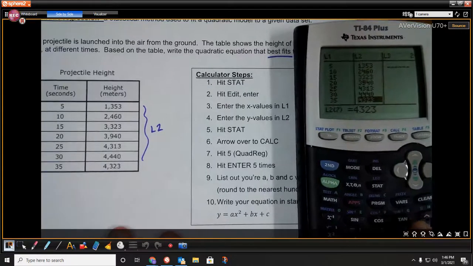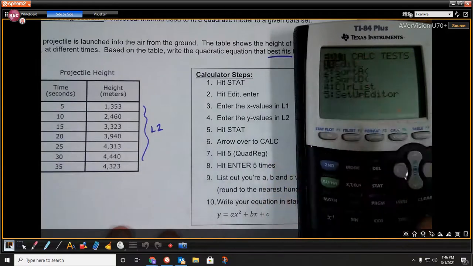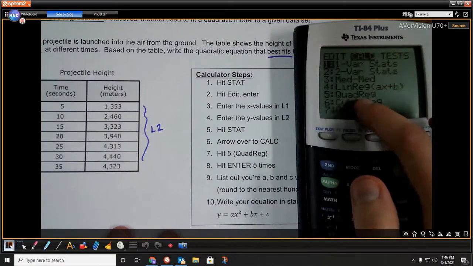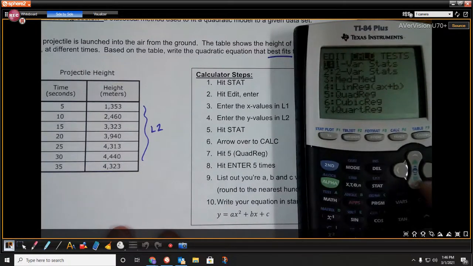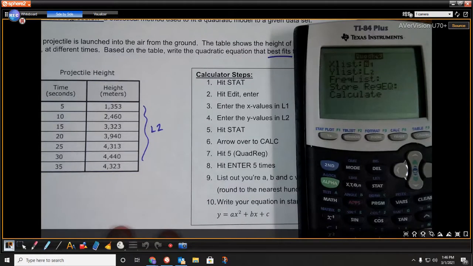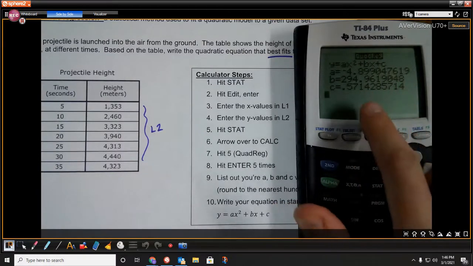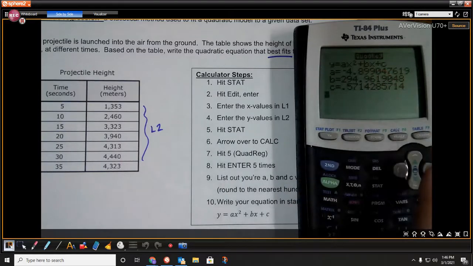So now we're going to hit stat again. But instead of edit this time, we want to scroll over to calculate, because now we want to calculate something. And we're going to calculate the quadratic regression. You can either hit the number 5 or scroll down to number 5. We want to do quadratic regression. We hit enter, and then we hit enter 5 times, confirming the list 1, the list 2, and this other stuff. And as soon as we get down to calculate, it's blinking. You hit that, and you get the a value, the b value, and the c value. The calculator just gives it to you for the quadratic standard form.